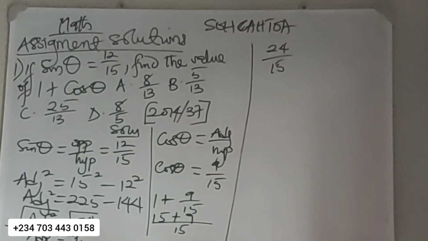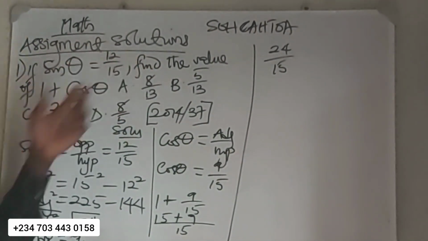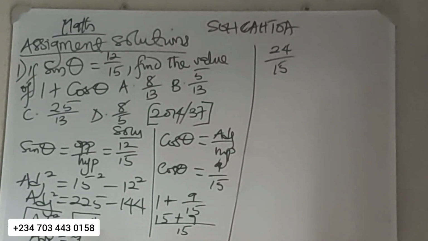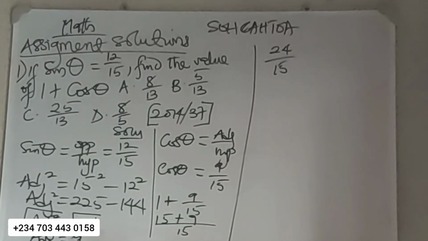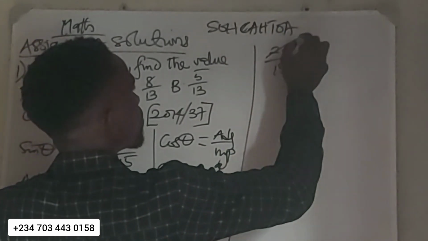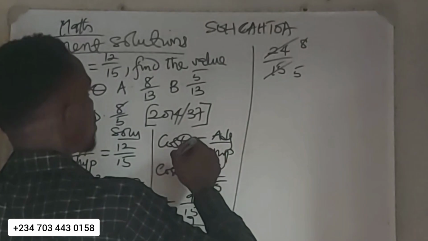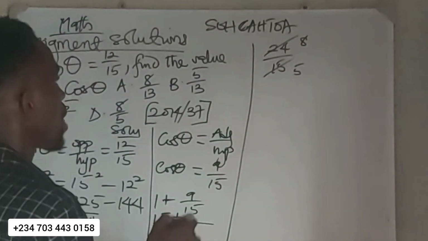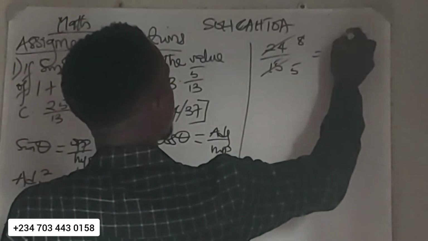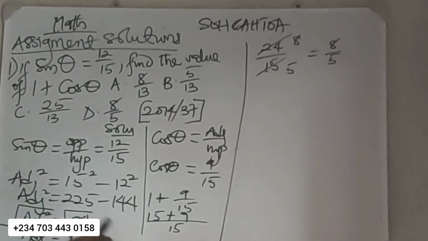And then to reduce this, we just look for a common factor that can do that. So when we take 3 here, we have 8. 3 here is 5. So we are going to have 8 upon 5. And that is option D.